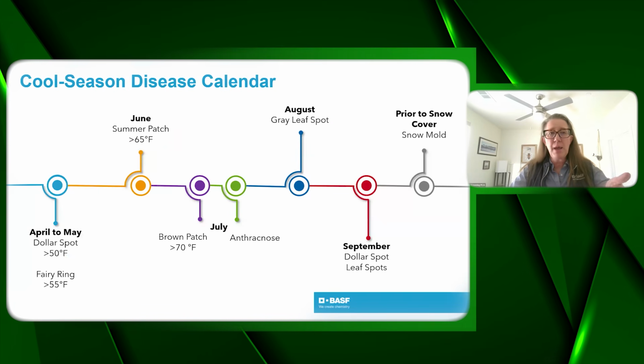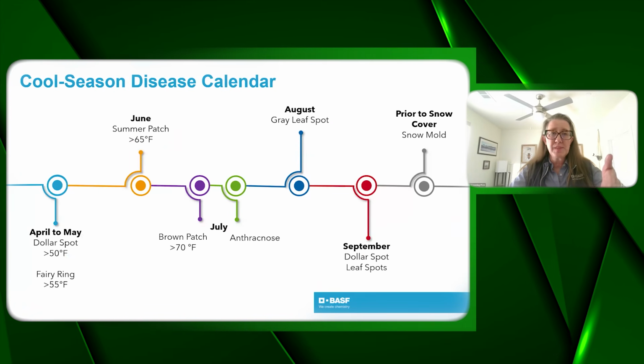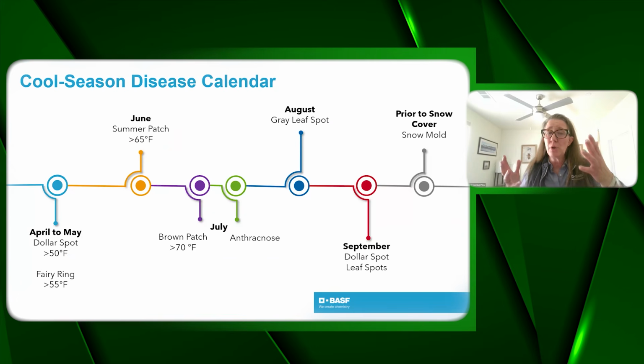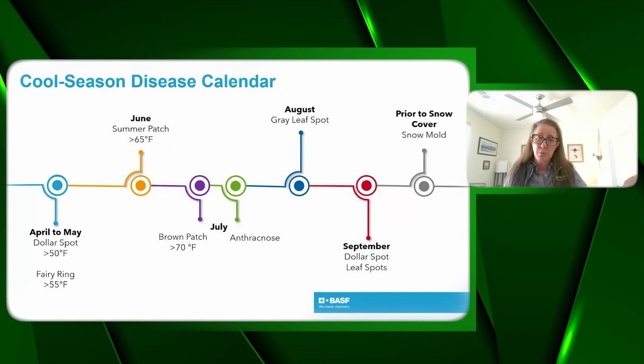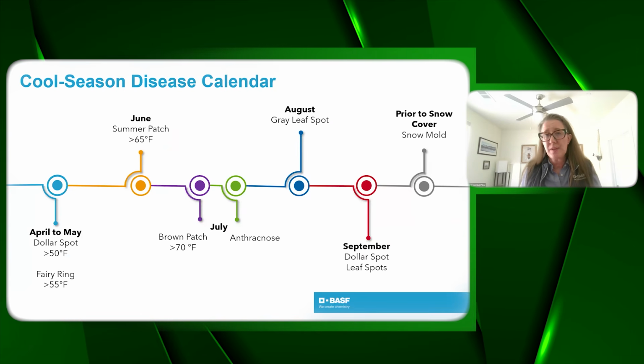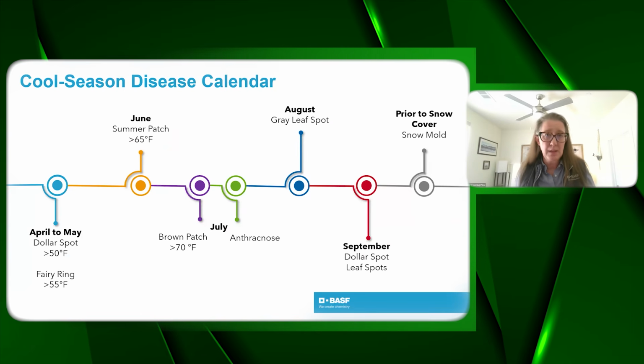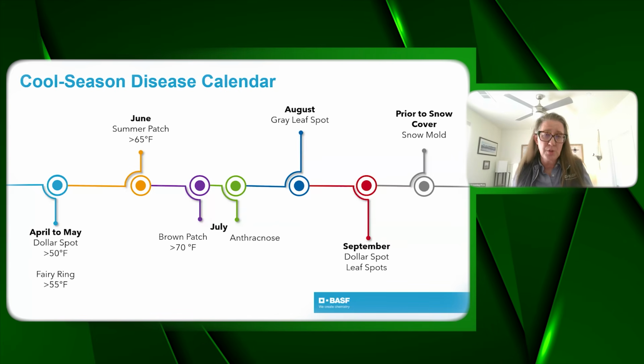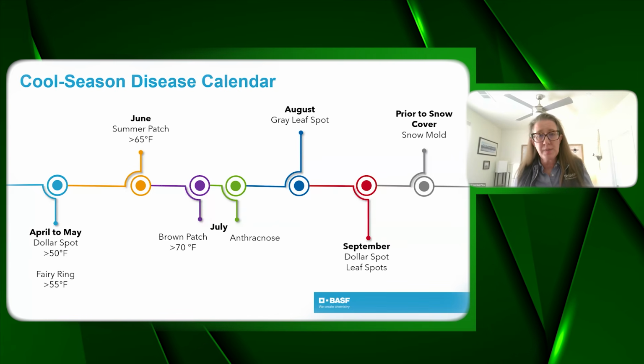We've already been through April, May. We've been through our June summer patch flushes, where it would have shown up had we not hit our window when we were at 65 degrees in the profile in spring. In July, we see our warm diseases like patch diseases, brown patch in cool season, large patch in warm season.